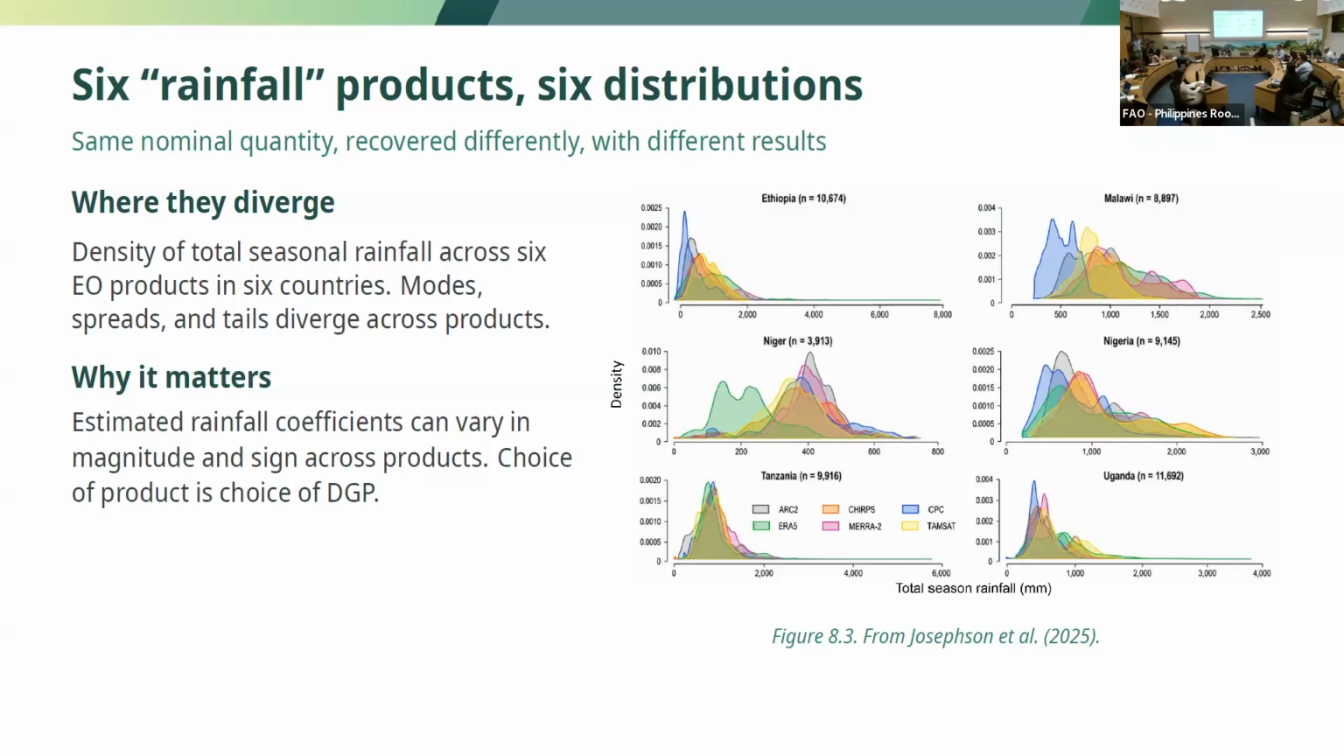And in the Josephson paper that was part of the special issue, they also go into this in greater detail. The estimated rainfall coefficients can vary both in magnitude and sign across products. So the key point to take away from all of this is that the choice of your product is also a choice of a data generating process.